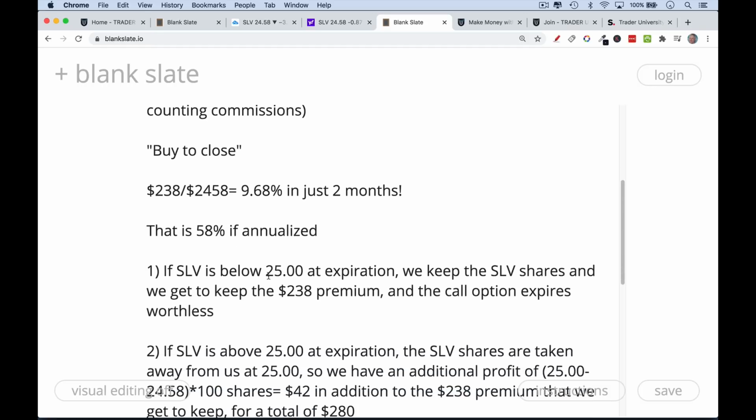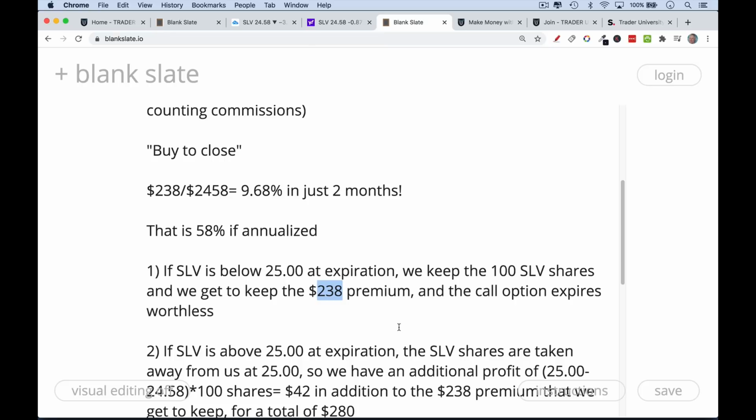So what happens if SLV is below 25 at expiration? Well, in that case, we get to keep the 100 SLV shares, and we also get to keep the premium that we collected. That call option will expire worthless, and we will see that we have $238 in additional cash in our account, which is very nice. It's a way of sort of creating income. And as we said, the call option will expire worthless.